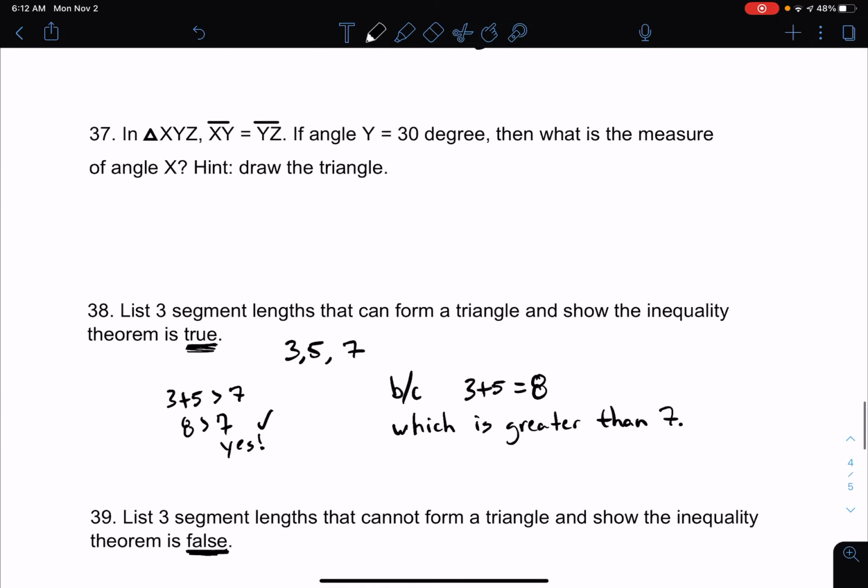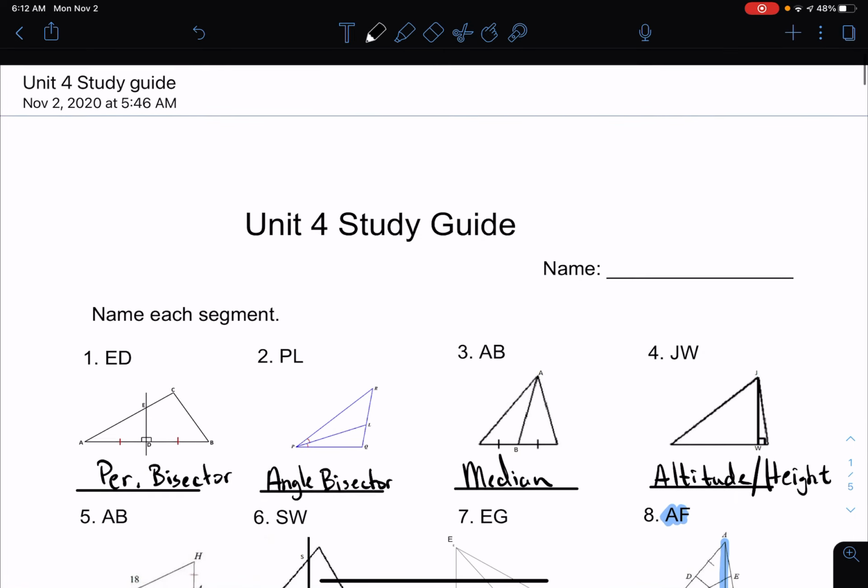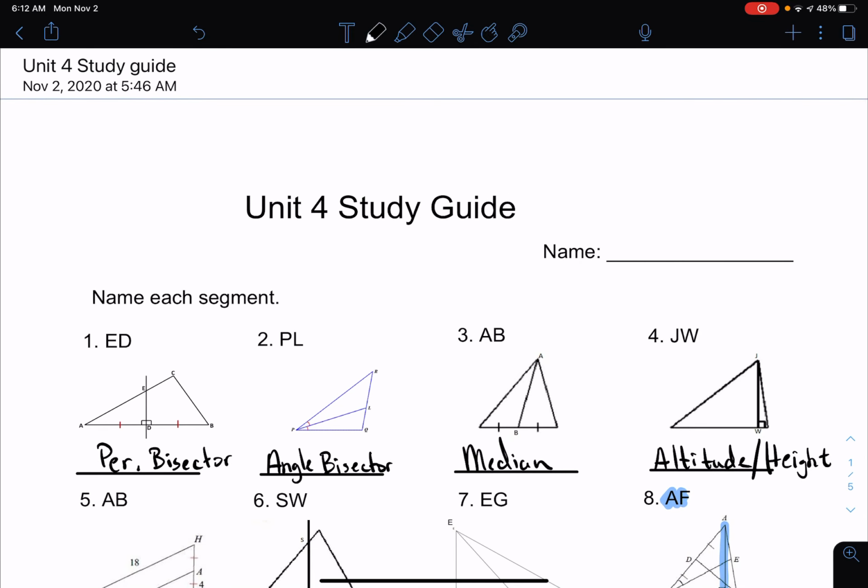And that's it. So there's your study guide for the test. And just make sure to pause it at any given time to work on the problems that I didn't do, to practice. And you guys have a wonderful day. Hope you guys are doing well.